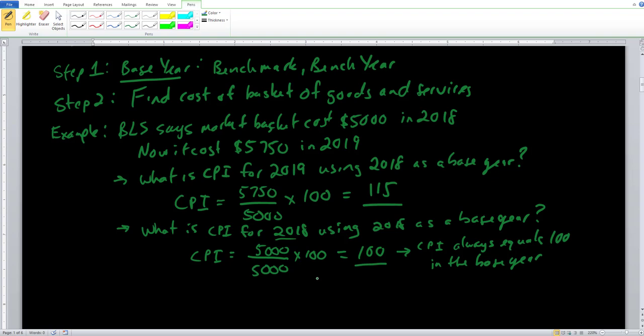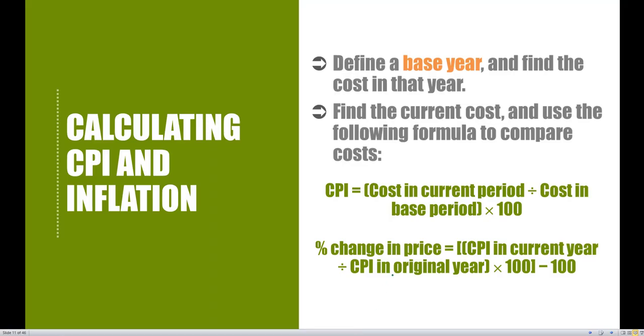So 2018 is our base year. We wanted to find out the CPI in that same exact year. It's going to be the same number, so therefore CPI has to equal 100. Now that we have two numbers for CPI, one in 2018, one in 2019, this is where the second formula comes in, and this is the most important formula that we're going to be dealing with for this chapter. It is a percentage change formula.